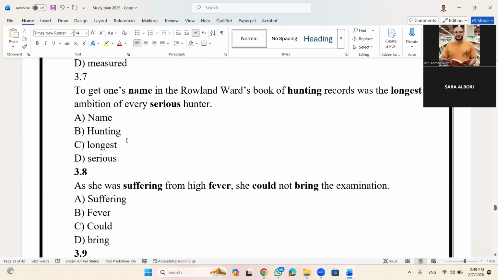To get Rowland Ward's Book of Hunting Records was the longest ambition of every serious hunter. What is the sentence about? It's about a book that collects hunting records. Good. And you're super lucky if you could put your name inside this book. So to get one's name in the Rowland Ward Book of Hunting Records was the longest ambition of every serious hunter.